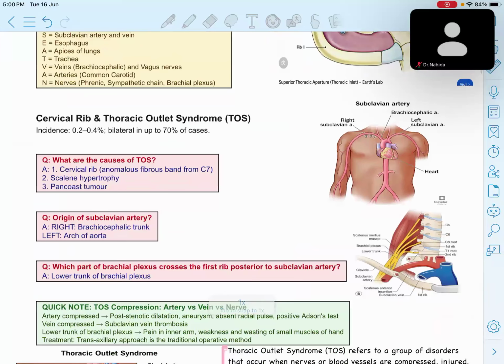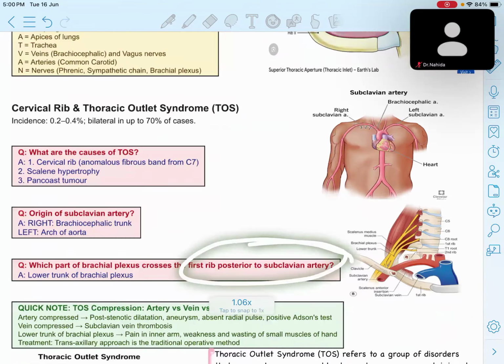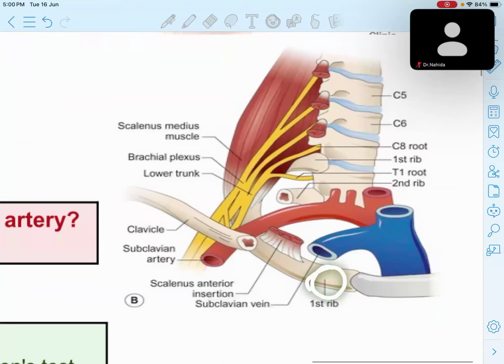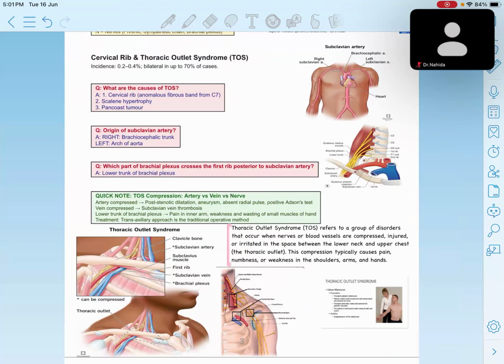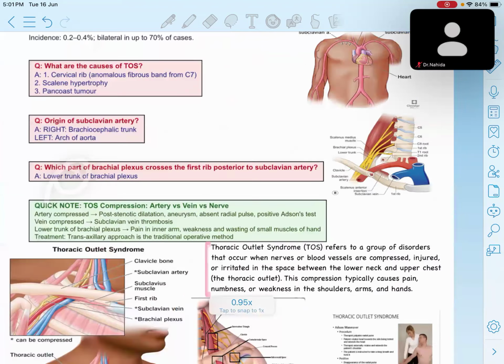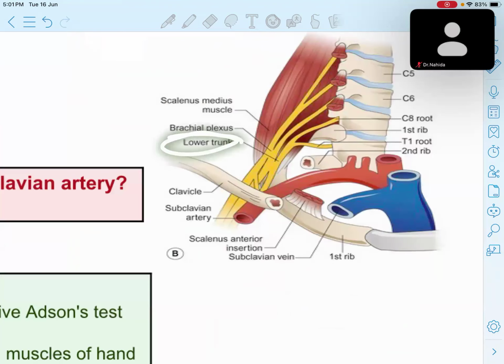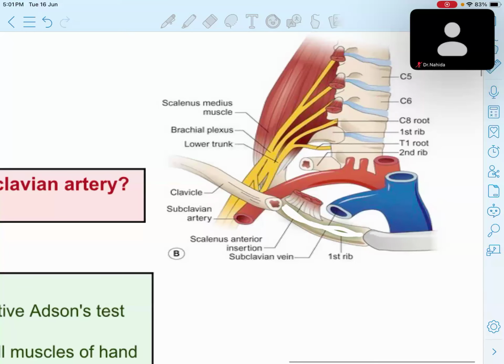Another question: which part of the brachial plexus crosses the first rib posterior to the subclavian artery? Just see this picture. This is the first rib, and this is the lower trunk of the brachial plexus. And posterior, so what will be the answer? Which part of the brachial plexus crosses the first rib? Okay, this lower trunk of the brachial plexus crosses the first rib.